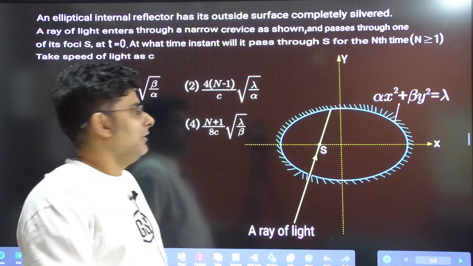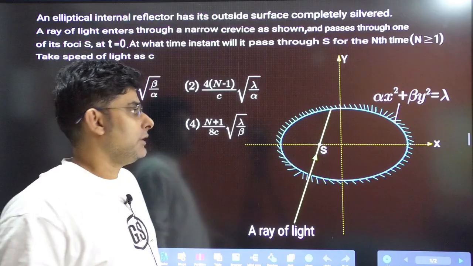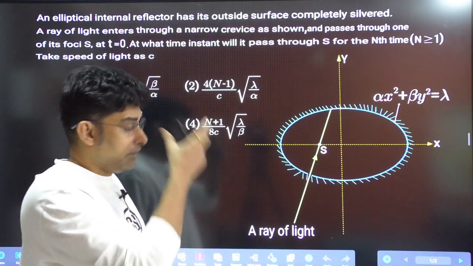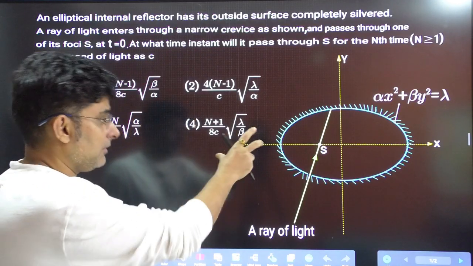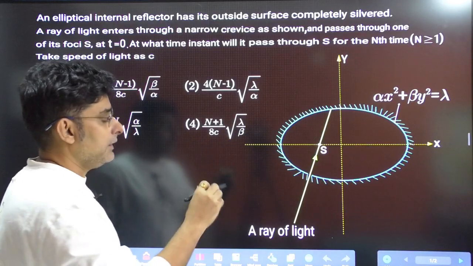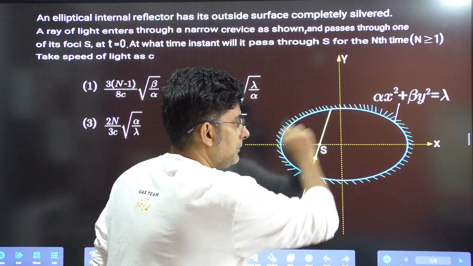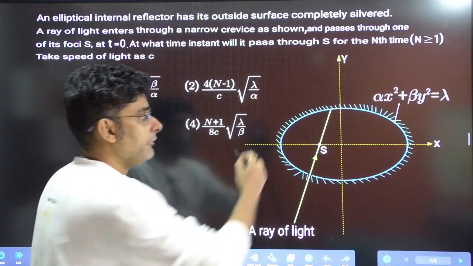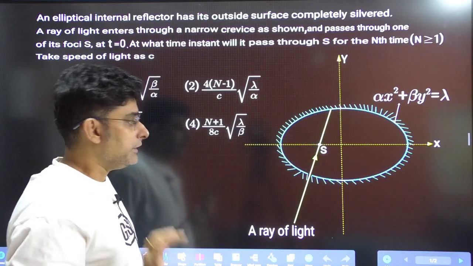Hi everyone. So here I have created one more question which is based on ray optics clubbed with conic sections. Now what is given in the question is that there is an elliptical internal reflector, meaning its inner surface is reflecting whereas the outer surface is completely silvered.